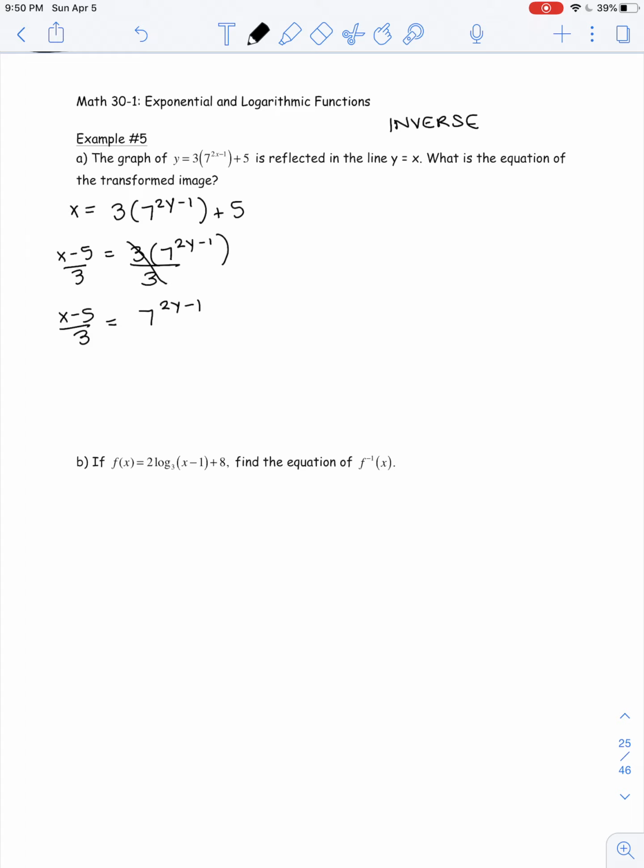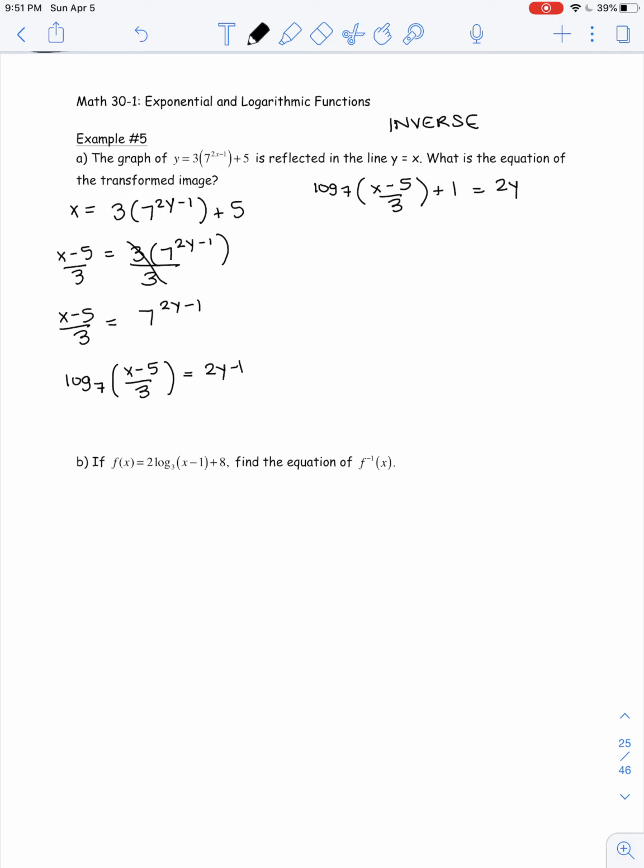Now we're going to change it to log form. So remember, we always write log of our base, which is 7, and becomes that small little number. In brackets, we put our answer, x minus 5 over 3, and that equals our power, 2y minus 1. So we're almost done. Now we just have to isolate for y. So we have to bring that 1 to the other side. So it becomes log base 7 of x minus 5 over 3, and that is adding 1 equals now 2y.